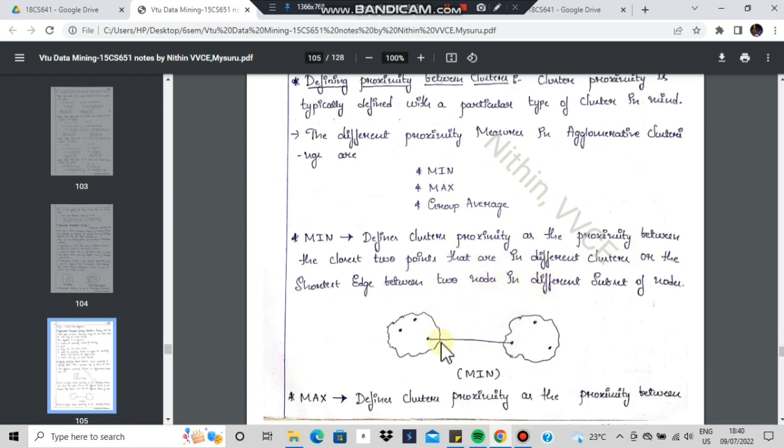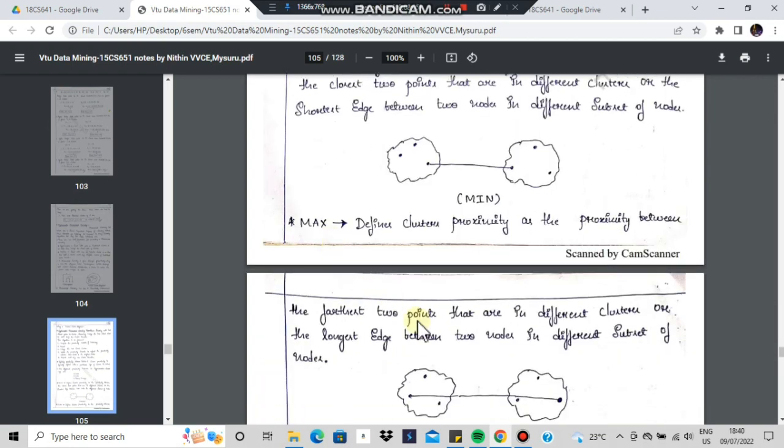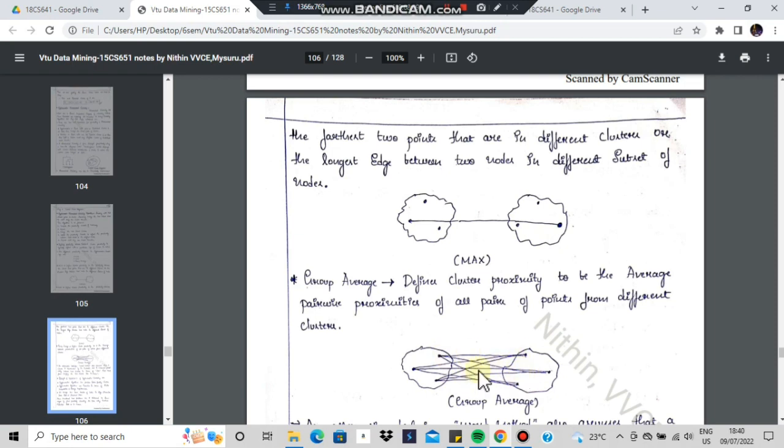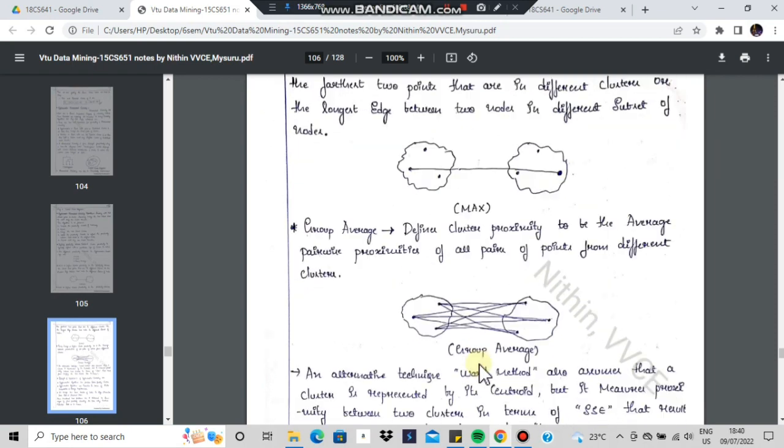Min means what is the minimum distance between these two. Max means what is the maximum distance between these two points. Group means we'll calculate all the distances from all the points to all the points, and then we'll be taking the average of it. That is the group average.